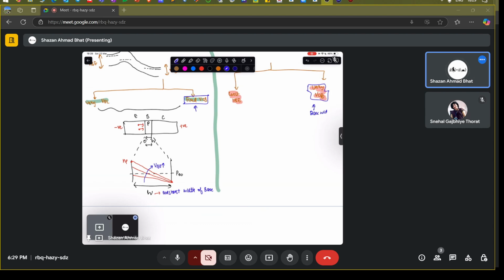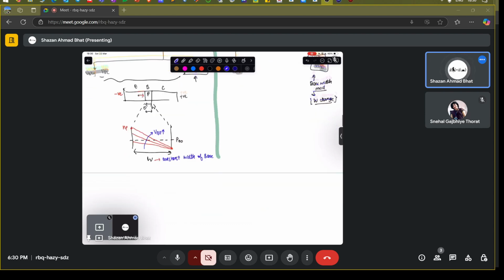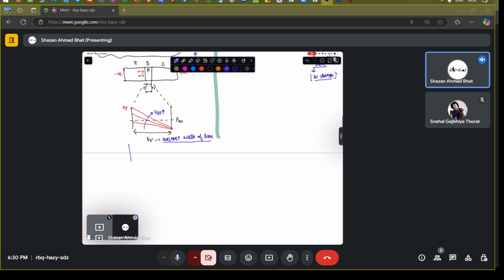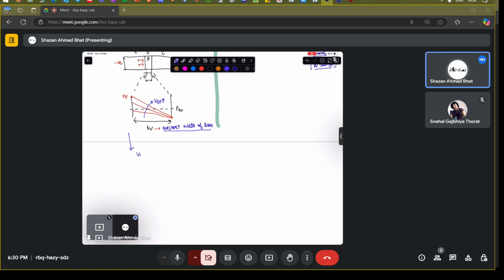Base width modulation. What does it mean? It means that W will start to change. You will have a change in the base width as well. But here you have a constant base width because you are keeping the other end of the voltage constant. So now what is going to happen? If you go on increasing the VB, you are injecting more and more electrons. So electron injection increases.